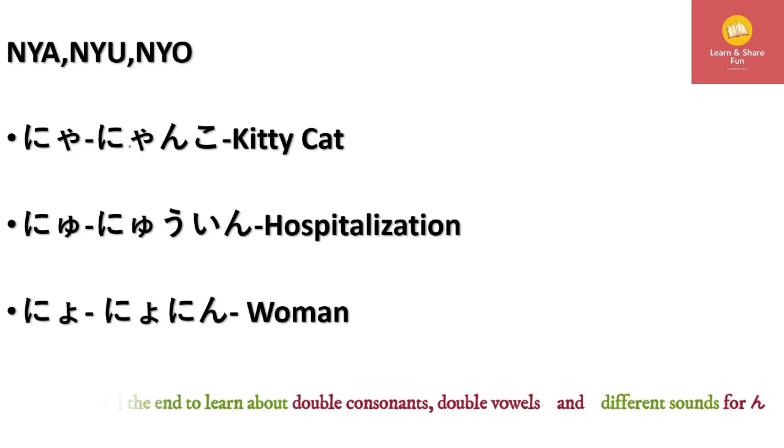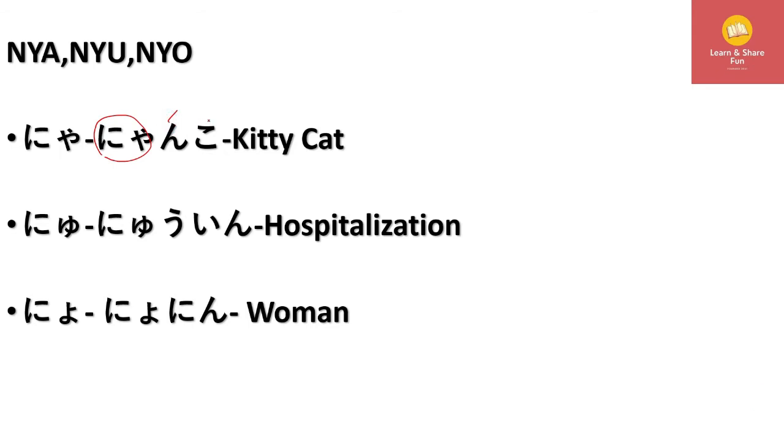Nya, nyu, nyo. A word with nya is nya, n, ko. Nyanko. Nyanko means little kitty cat. Next, nyu. A word with nyu is nyu, u, i, n. Nyuin means hospitalization. Next, nyo. A word with nyo is nyo, ni, n. Nyonin. Nyonin means woman. Next.